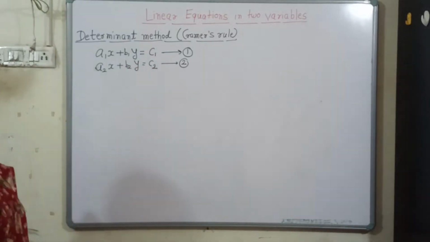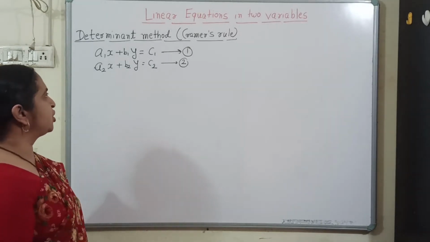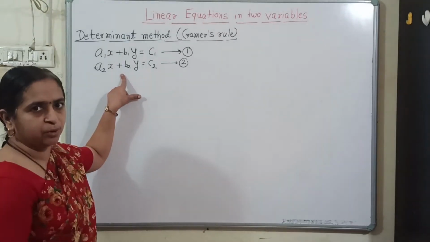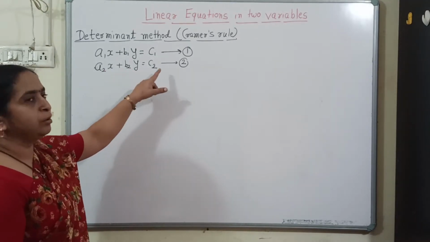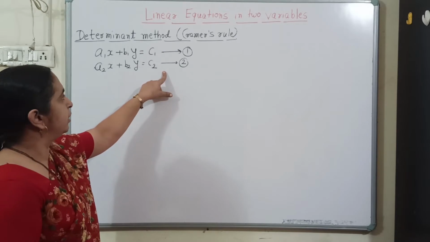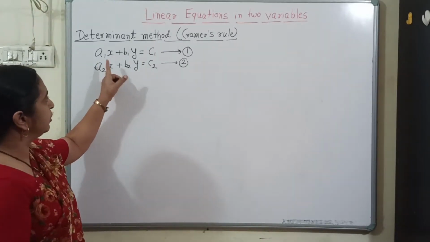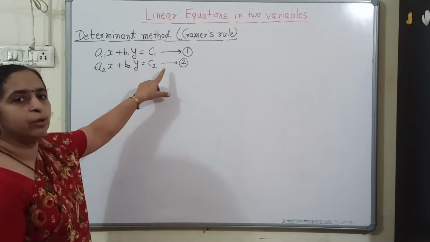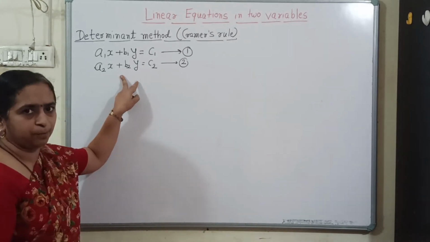When we have to use determinant method or Cramer's rule, our equations must be in this form. Means we have to write variables on the left hand side and constant terms on the right hand side. First we write the term in x, then term in y and is equal to constant term. Always we write our equations in this form.